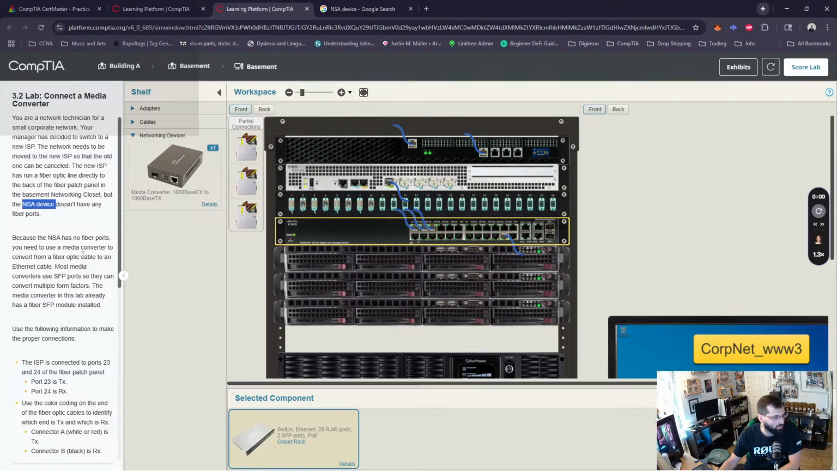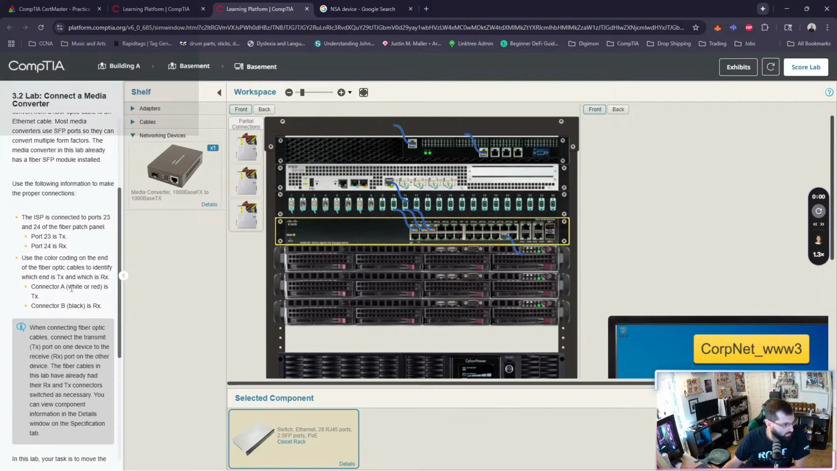You'll need to use a media converter to convert the fiber optic cable to an Ethernet cable. Most media converters already know this. Use the following. So what is this? Okay, this is the router. This is a switch. This is another router. So okay, because one router's bad, one router's good, I'm assuming that this is the wrong router.